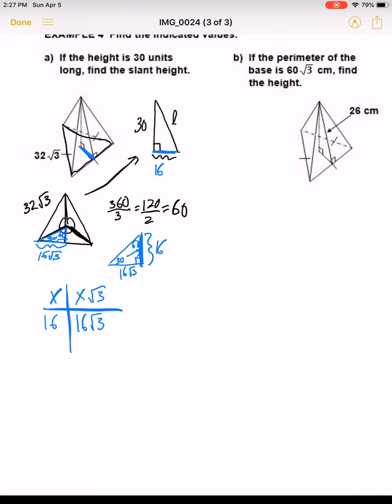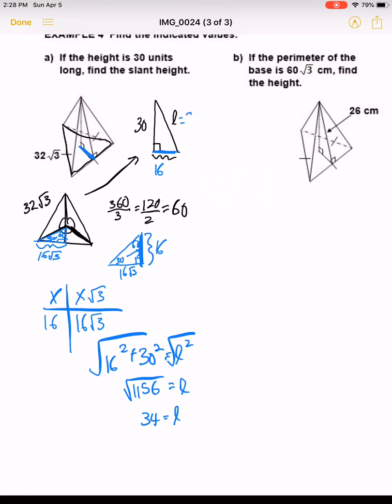So, kind of a lot of work. But the last thing we got to do is just Pythagorean theorem. So if I do Pythagorean theorem now, I'll get 16 squared plus 30 squared equals L squared. And if I do some math, I'll end up getting the square root of 1,156 is equal to L, after I've taken the square root of everything. And I end up with L is 34. So my slant height is 34.